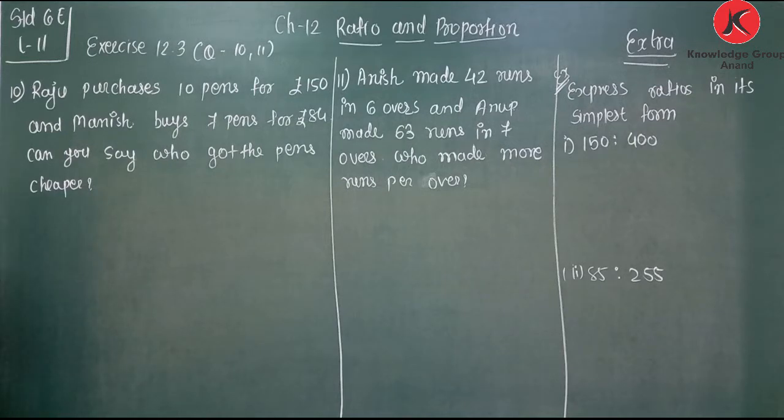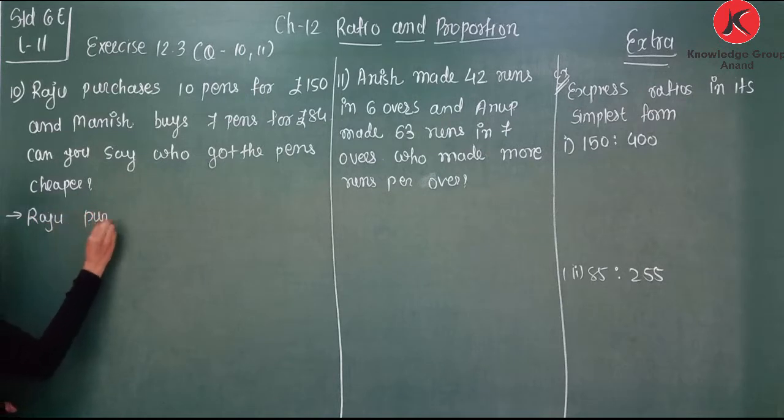Raju purchased 10 pens for rupees 150 and Manish buys 7 pens for rupees 84. Can you see who got a pen cheaper? Here the prices for different numbers of pens are given. So how can we compare who pays more? We need to find the cost for one pen. So we will get the answer for who got the pen cheaper. So let's find here.